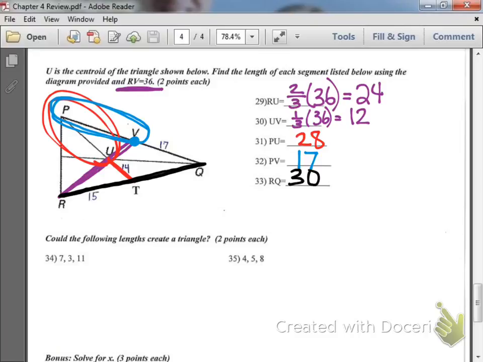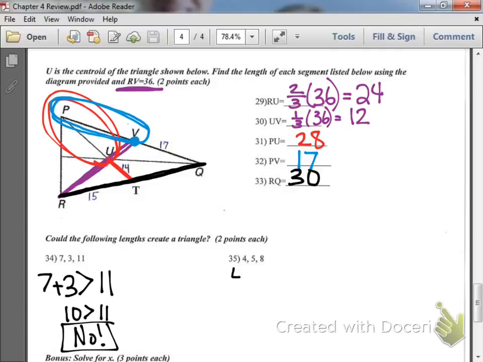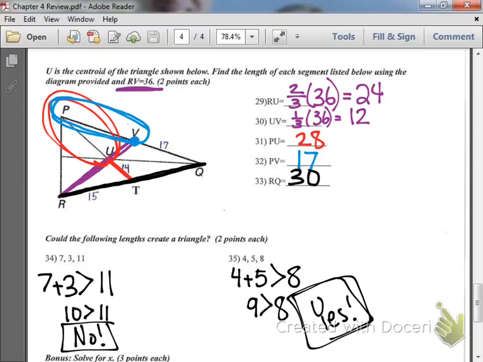Alright, this last section is that triangle inequality theorem. It states that the smaller two sides added together have to be bigger than the third side. Is 7 plus 3 bigger than 11? No, so these could not be a triangle. Same thing on 35. These smaller two sides have to be bigger than the third side. Are they? Is 9 bigger than 8? Yes, so these are the sides of a triangle. Good. So those are all the questions on the regular portion of the test.